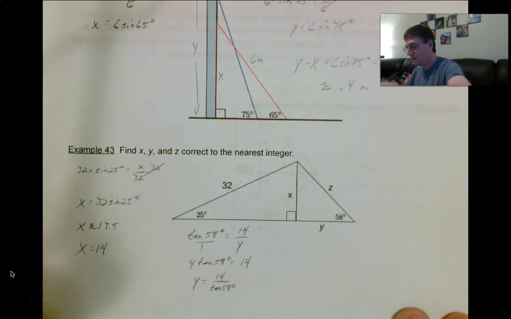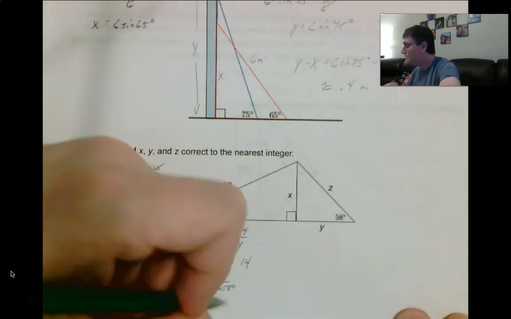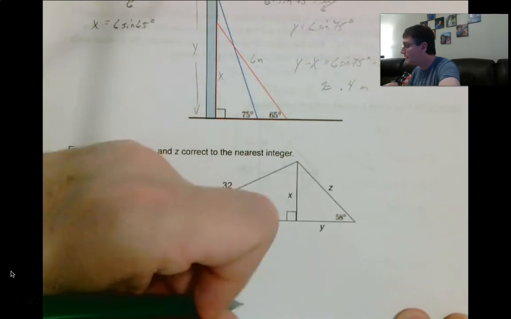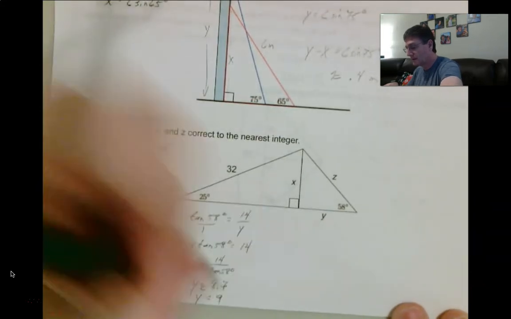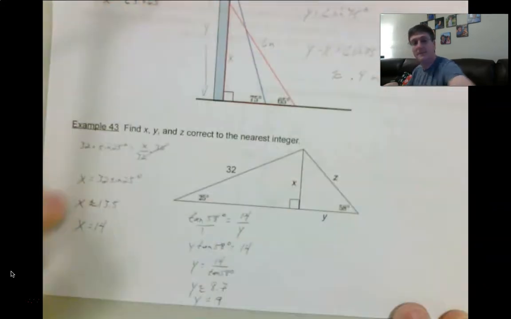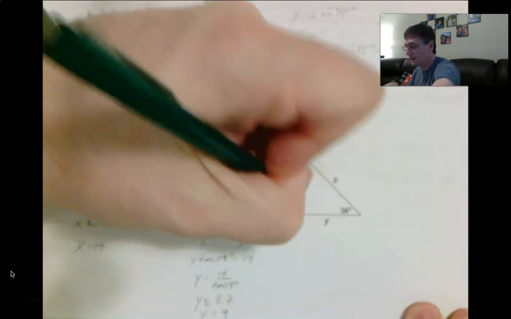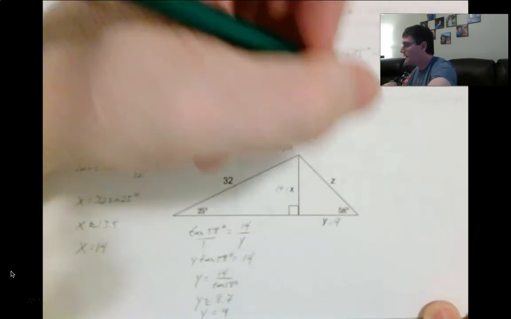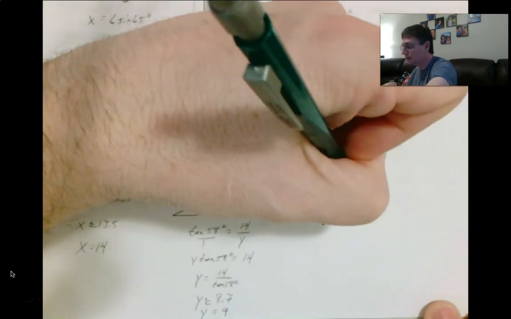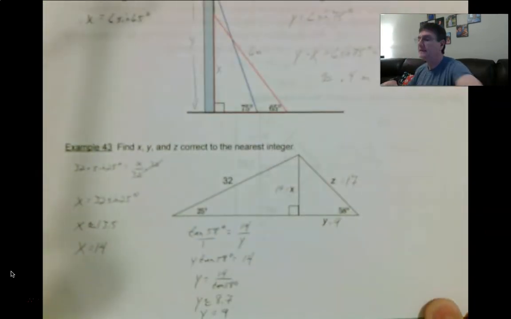And we get y is approximately equal to 8.7, which is going to round off. Y equals 9. We have 14. We have 9. Pythagorean theorem is going to get us z. 14 squared plus 81. Square root that. Z equals 16.6, so round it off. Gets us 17.